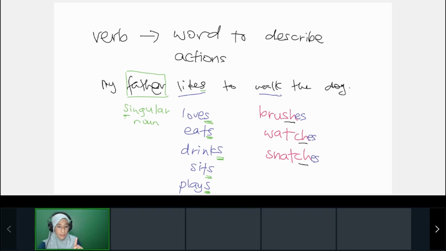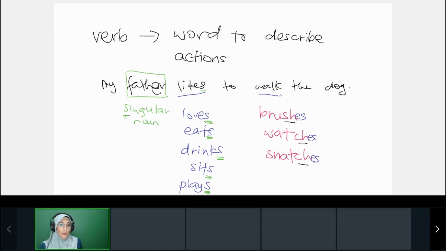Now, mind you, this is only for singular noun, only one noun. We are talking about father. It can be sister, brother, mother, cousin, as long as it's only one noun. Okay, singular noun. All right.